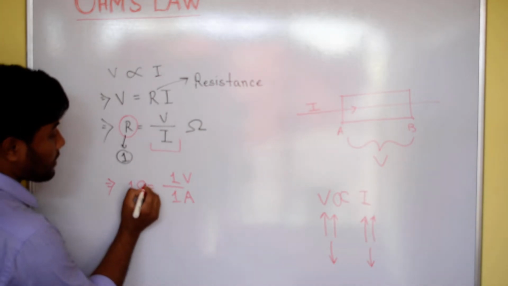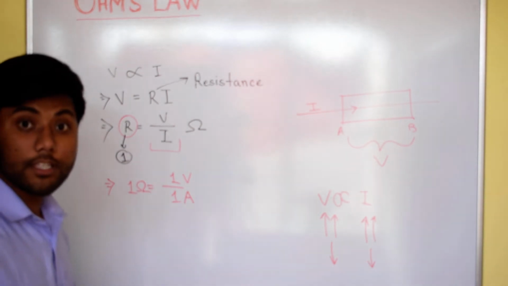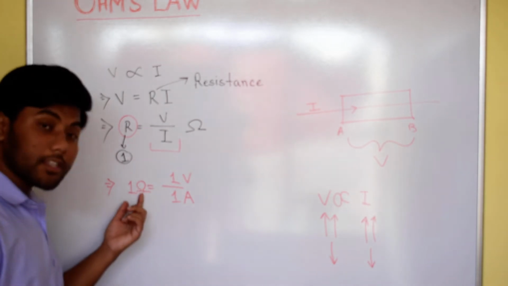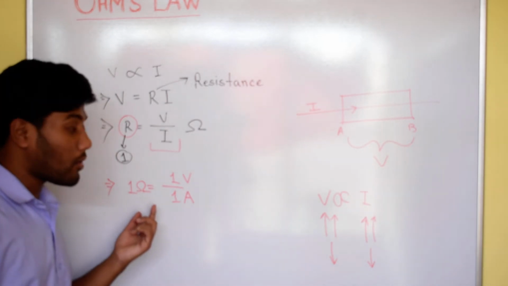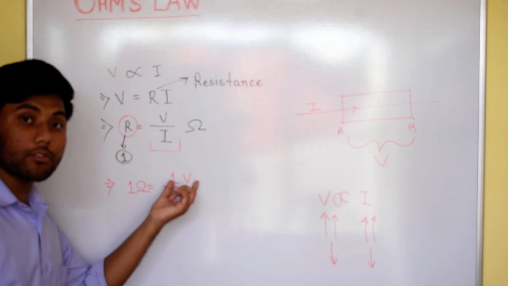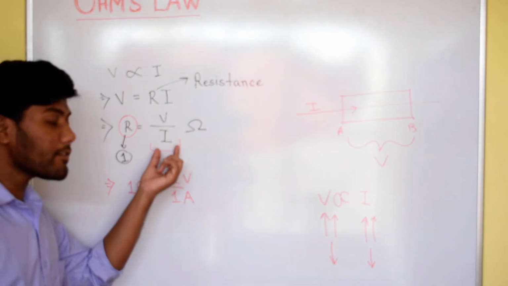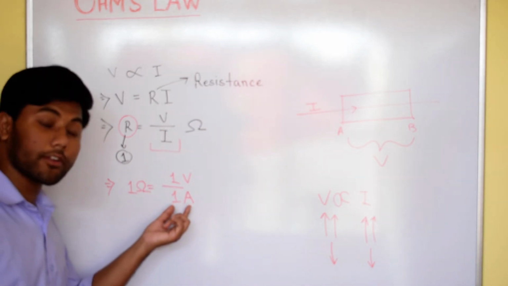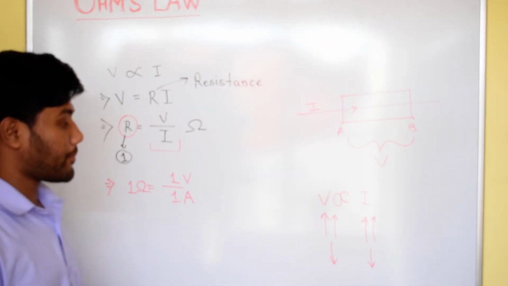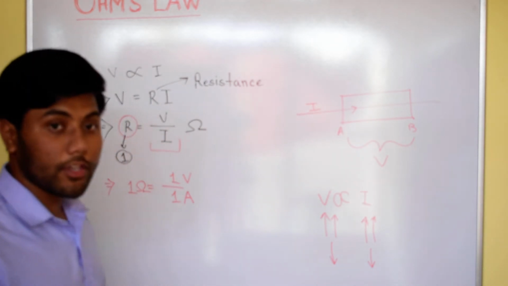Now what is 1 ohm? We can define 1 ohm as: 1 ohm is the resistance of the conductor when the potential difference is 1 volt and the current flowing through the conductor is 1 ampere. Very good. I think you have understood.